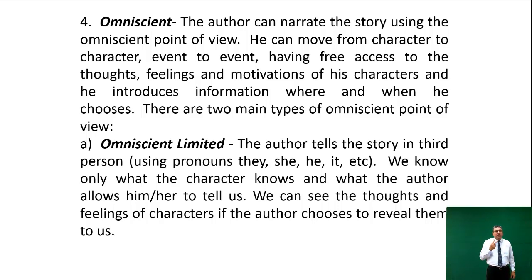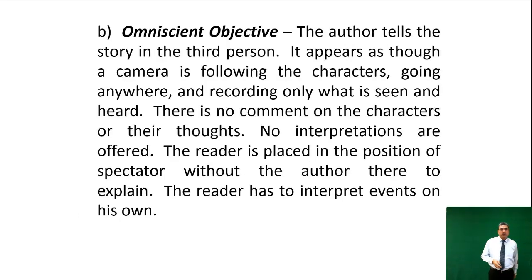Actually, there are two main types of omniscient point of view. The first is what is so-called the limited. The author tells the story in third person, using pronouns like they, she, he, it. We know only what the character knows and what the author allows him to tell us. So we can see the thoughts and feelings of characters if the author chooses to reveal them to us. Otherwise, we will not know something about them.